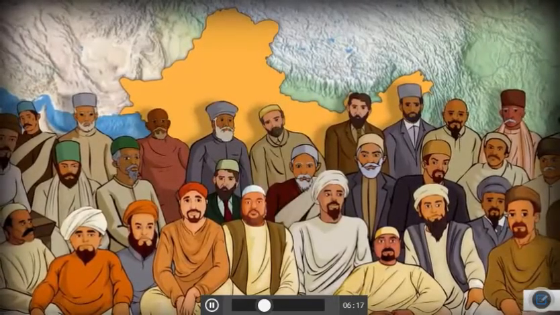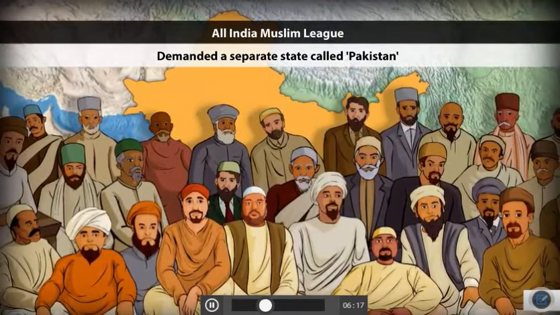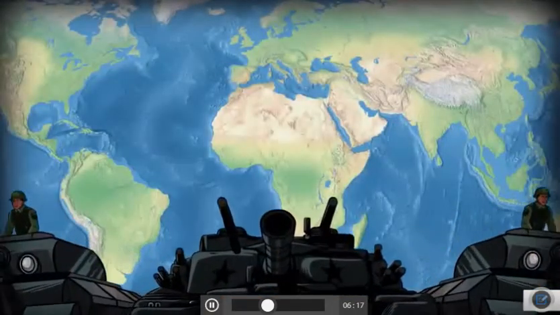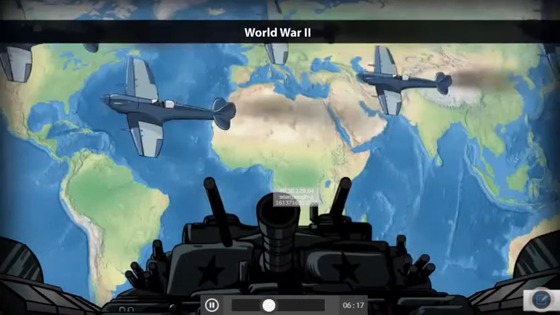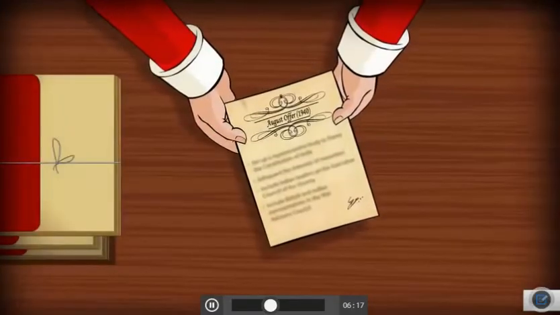In 1940, the All India Muslim League demanded the division of India and creation of an independent state called Pakistan. The worsening Second World War and the change of government in Britain in 1940 made it necessary for the British government to pacify the Congress. In August 1940, Lord Linlithgow made a new offer that came to be known as the August Offer.